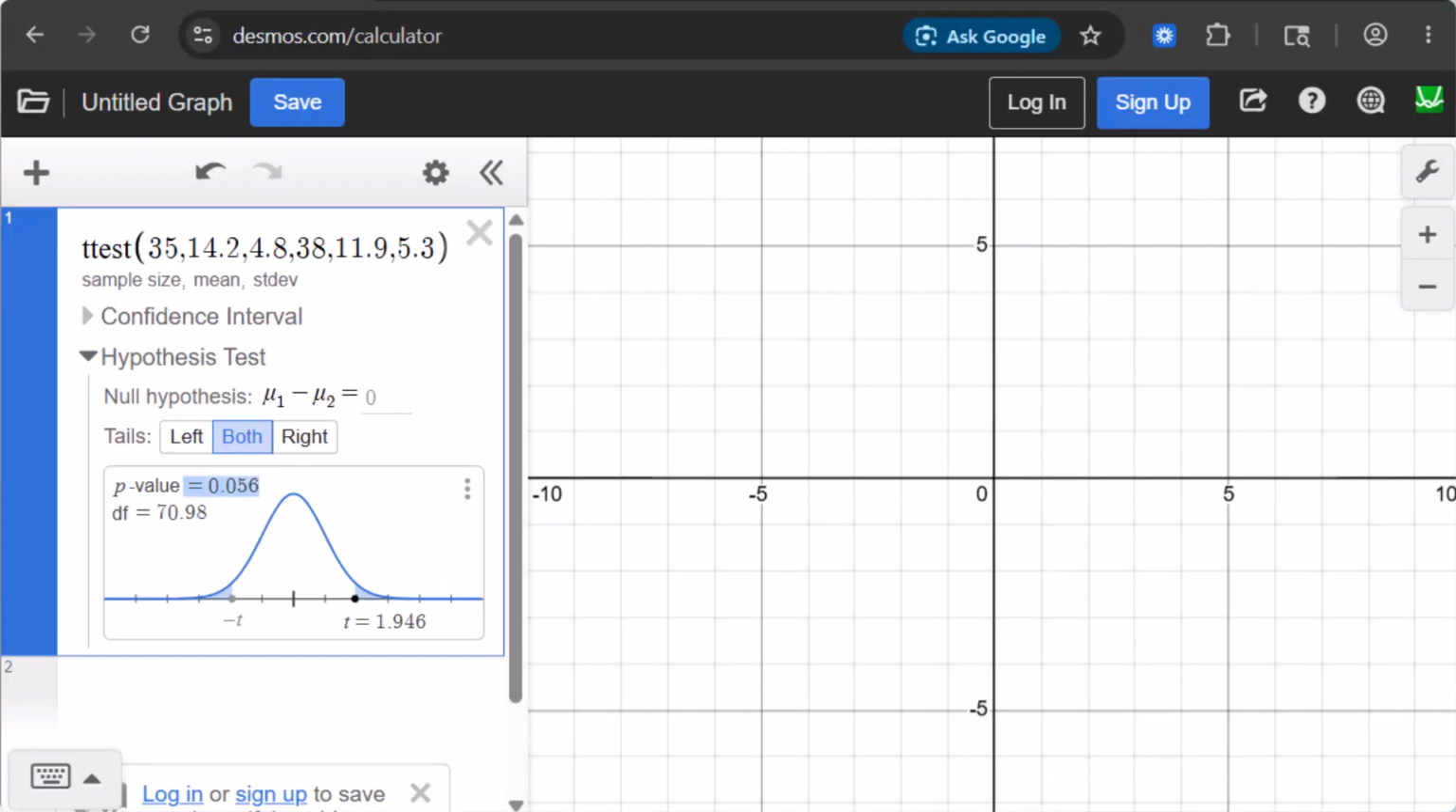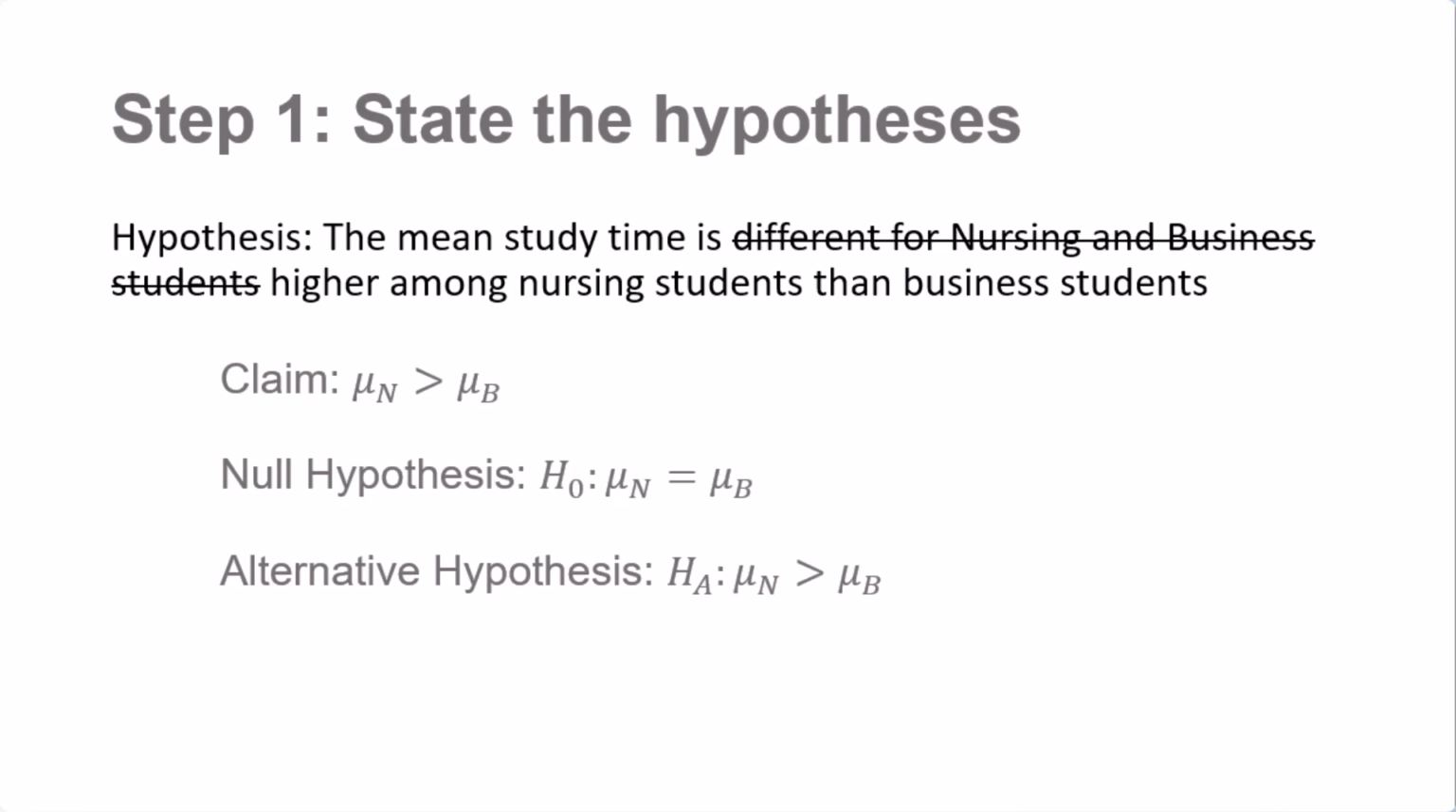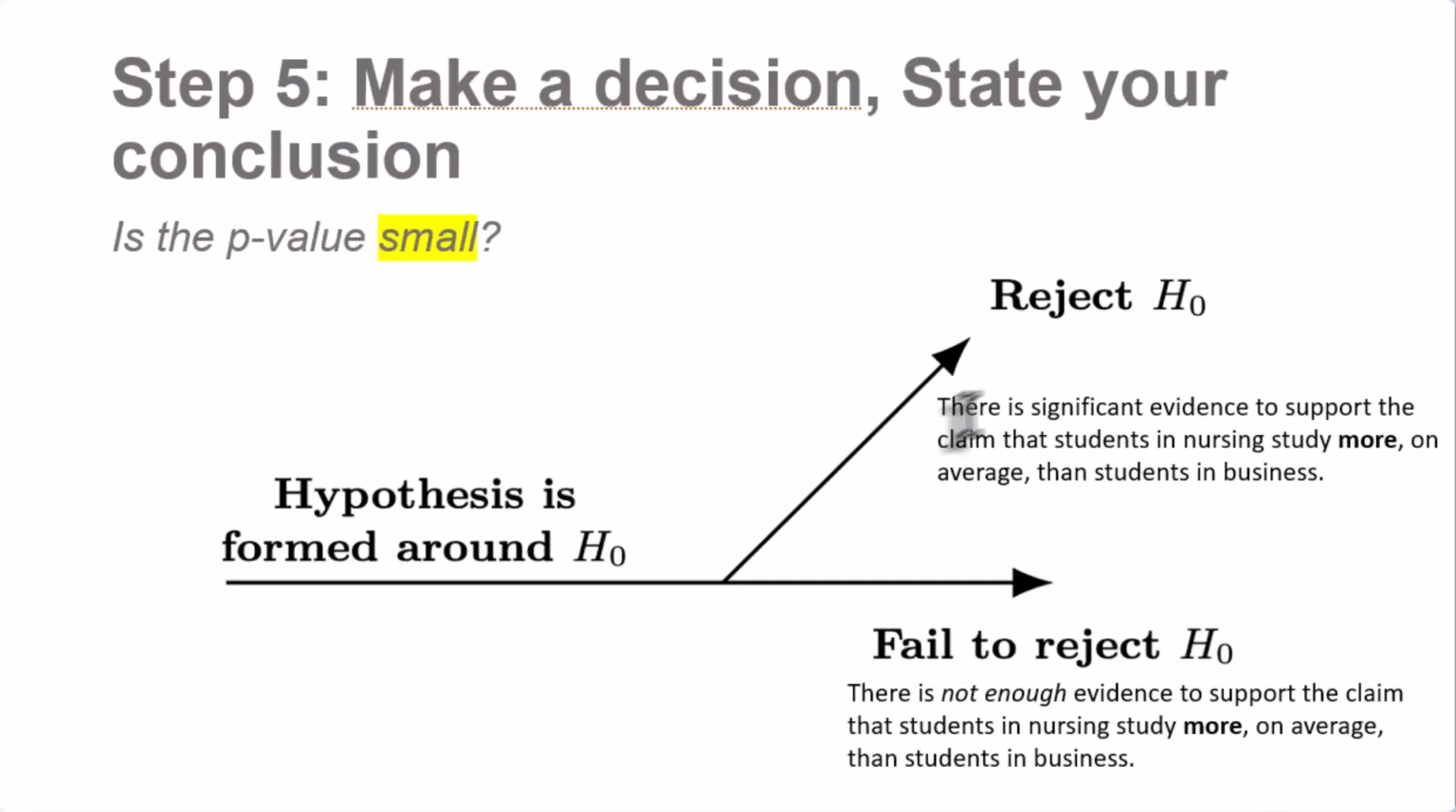If I go back to my calculations and choose a right-tailed test, now we're looking at the area just in this one right tail. And this p-value actually is less than the significance level. So our conclusion in this case would be that there is significant evidence to support the claim that students in nursing study more on average than students in business. And this feels a little counterintuitive that we don't support the claim that they're different, but we do support the claim that that one is higher than the other.